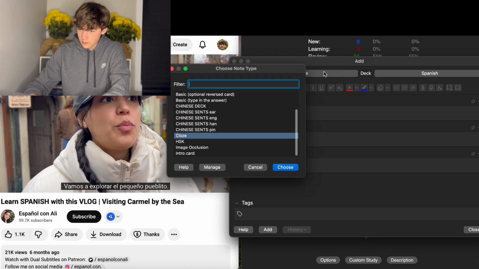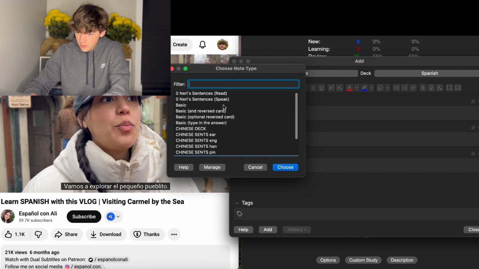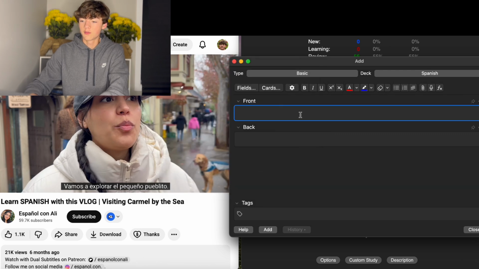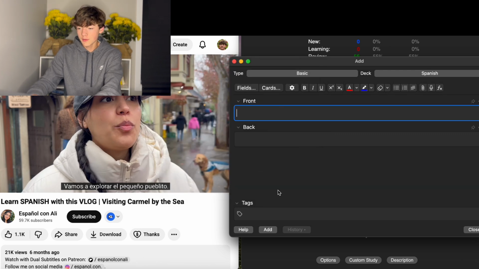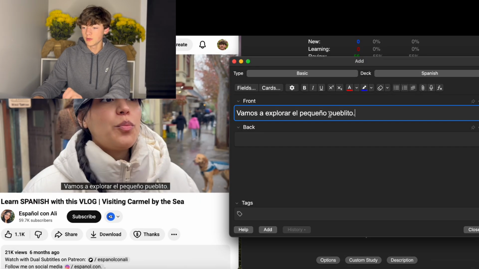and let's just do a basic card here. And then on the front, I would just copy the sentence. And the word I want to learn is pequeño. So then I copy this word and I add a blank there instead.